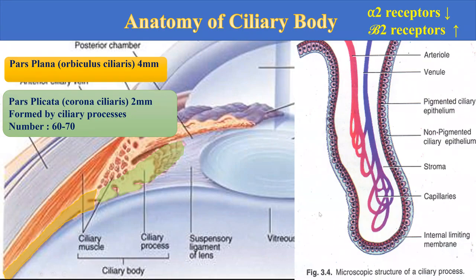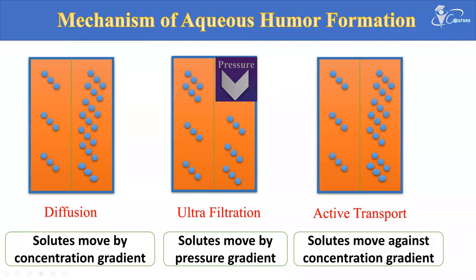Speaking about aqueous formation, it is formed by different mechanisms, starting with diffusion. Diffusion is a simple physical process in which the solutes move by concentration gradient. If we have two solutions and each contains solutes, these solutes can cross the semi-permeable membrane to the other side. They just move by concentration gradient from the part of higher concentration to the part of lower concentration.